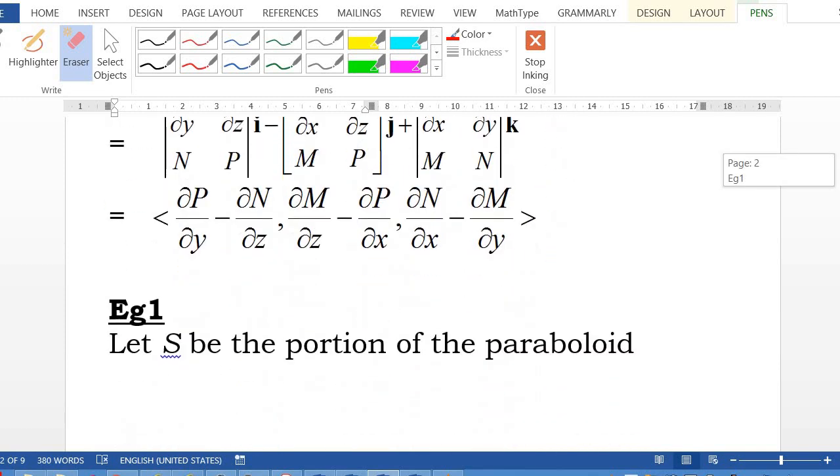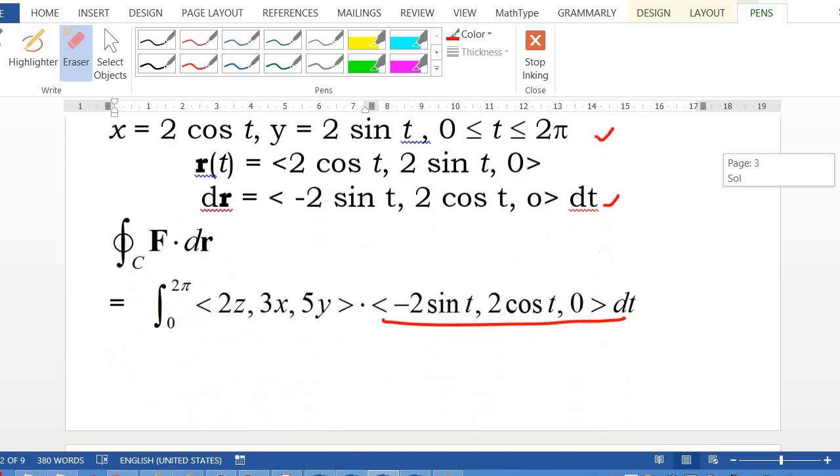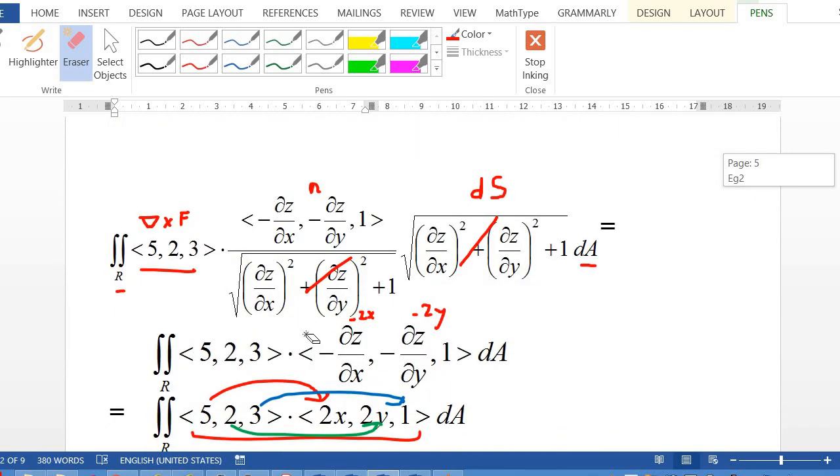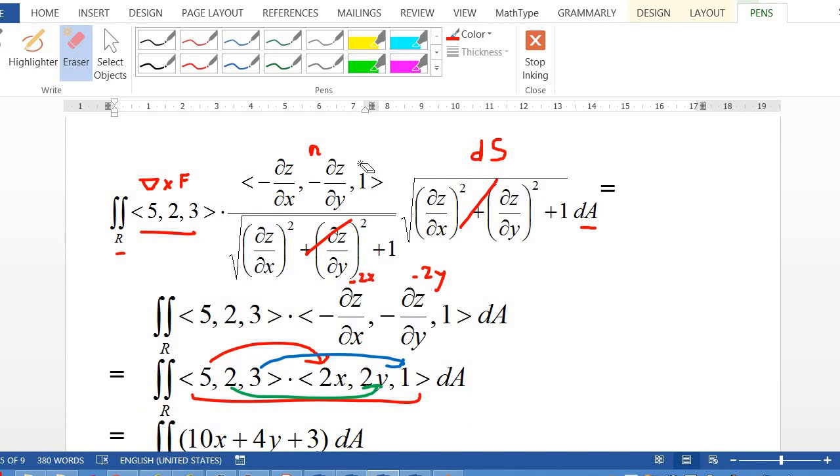So you evaluate your curve first. Okay, so this is a curve. This is a unit normal vector which is pointing up. So component k positive, component j negative del z del y, component i negative del z del x. The numerator is actually the normal vector divided by its magnitude, so it gives you the unit normal vector. This is the formula for dS. So square root and square root cancel. So you have the curl of F dot with the normal vector dA over region R.